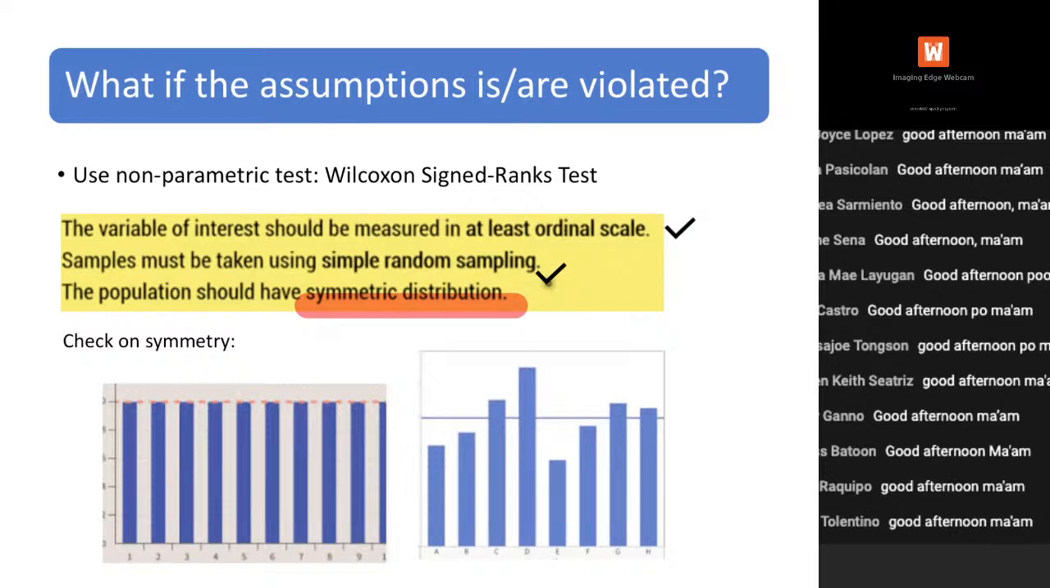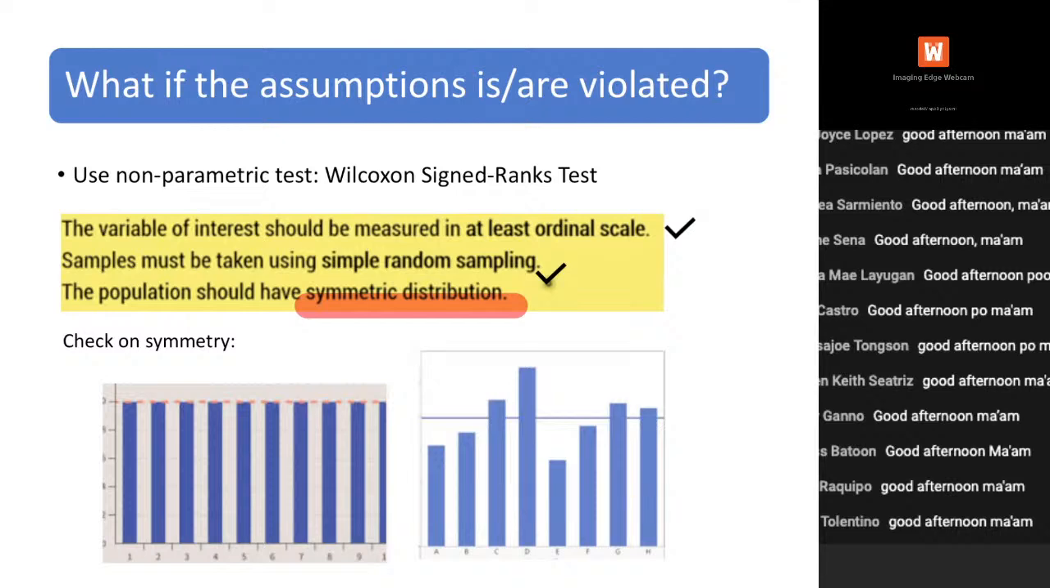Symmetric, just like the human body, di ba? It's symmetric with respect to the center, meaning the left and the right are mirror images of each other, although not perfect. So, yun yung symmetry. So, kapag ang mga graphics or graphical representation ng data mo, ganito ang itsura, symmetric ito. Because if you look at the left and the right side, you divide this into two, the left side and the right side are somewhat mirror images of each other.